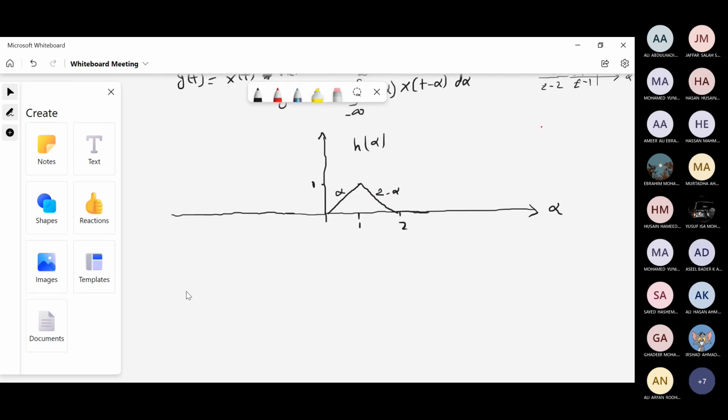Okay, for x, again, this is alpha, this is 1, 2, 3, 4, 5.